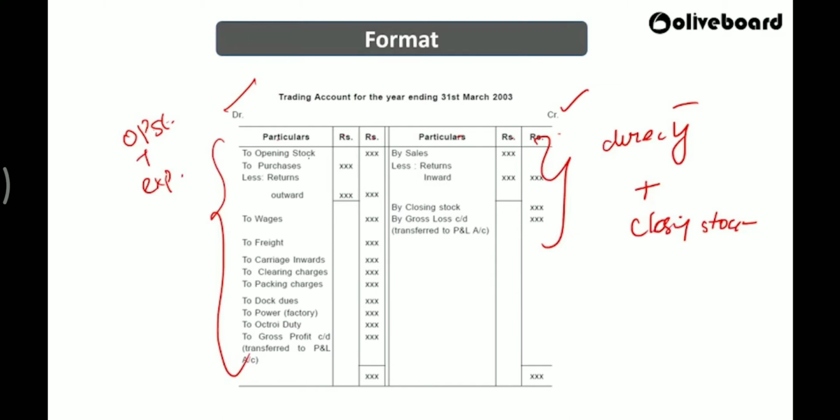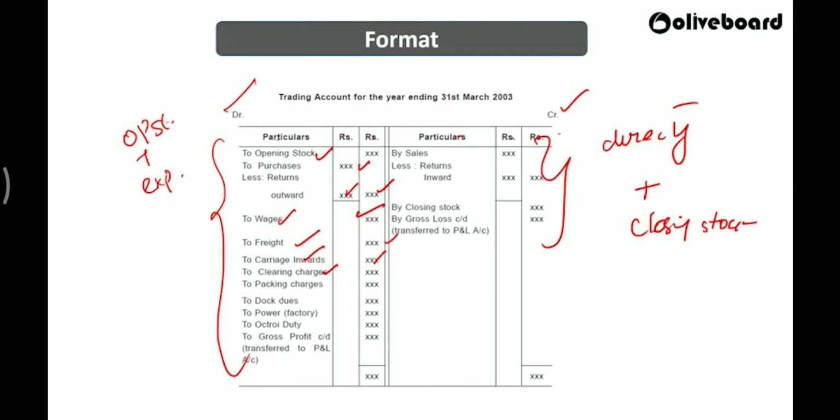All right. So now, opening stock, purchases. If you have any purchase returns, then you minus it and put net purchases. Wages to the laborers who indulge in the production activity. Freight means transportation charges for procuring your products for production. Again, carriage inwards is similar to the transportation cost. Clearing charges, again when you are importing, that time you will pay to your customs brokers. So clearing charges. Packing charges, again for purchase of goods.